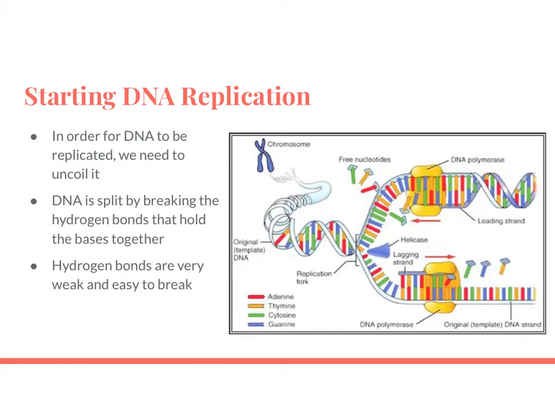The first thing that we're going to do is uncoil that DNA. Instead of being coiled up like this big chromosome, you can see here the double helix, we're literally going to spread it out and break it up into its two individual strands. So we're breaking those little hydrogen bonds in the middle. DNA is split by breaking the hydrogen bonds that hold the bases together. There's a little enzyme, helicase, that's going to do that. It's almost like taking scissors and cutting up the middle.